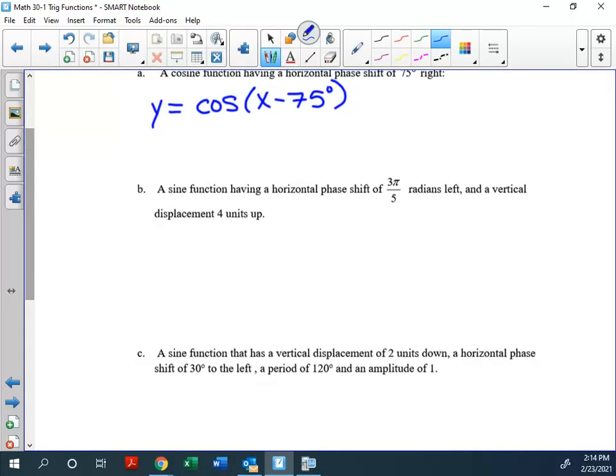A sine function having a horizontal phase shift of 3 pi over 5 radians left and a vertical displacement of 4 units up. No trick. I'm sure you guys can do that, yeah? Should we be using the theta or x? Doesn't matter. No.